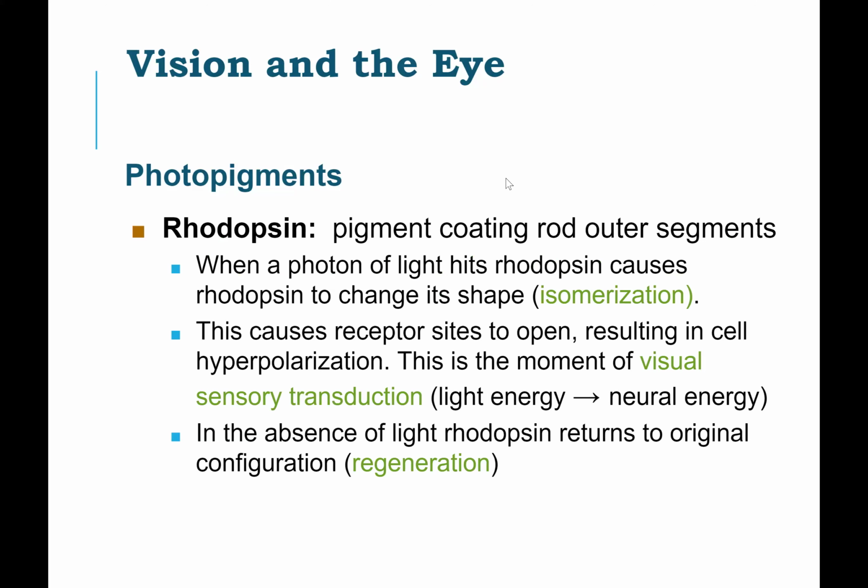So the photopigment in the rods is called rhodopsin. And when a photon of light hits the rhodopsin, it causes rhodopsin to change its shape. This causes receptor sites to open, and it results in hyperpolarization. Okay, so when I say it results in hyperpolarization, what is the effect of it on the neural activity of the photoreceptor?